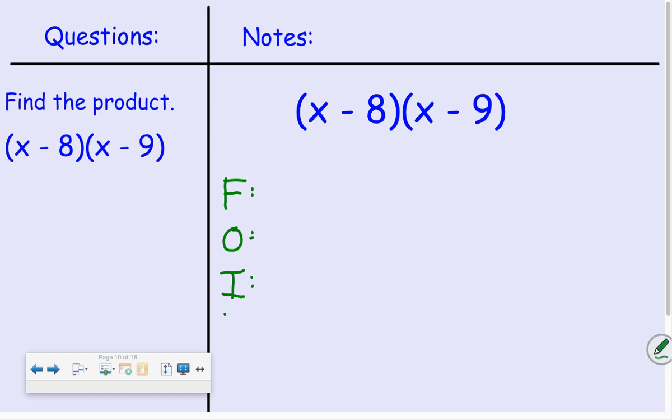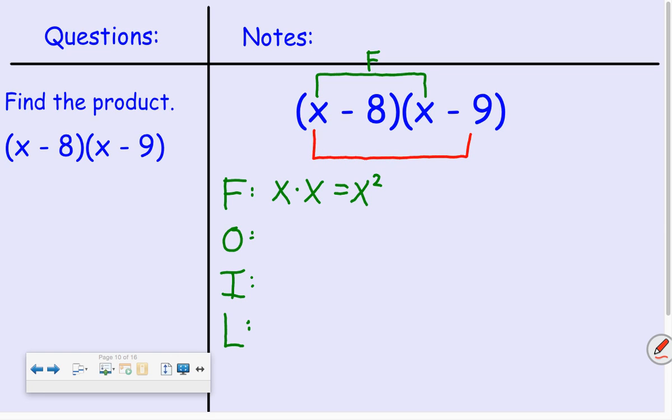FOIL stands for first, outer, inner, last. So the first terms in each of my binomials are the x's. So I'm going to multiply those first. So x times x equals x squared. The outer terms in my binomial are the x and the negative 9. So I'm going to multiply x times negative 9, which is negative 9x.